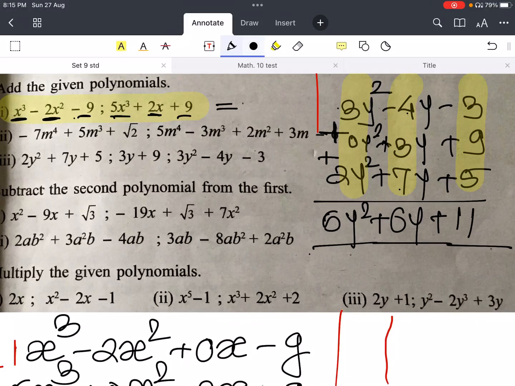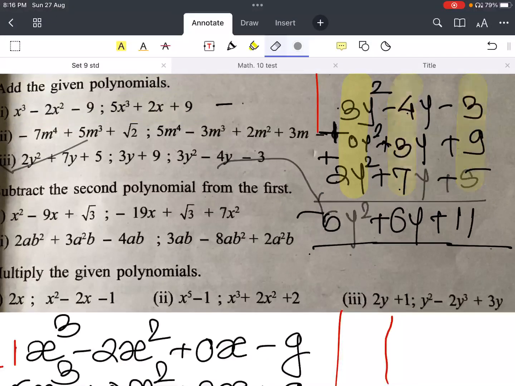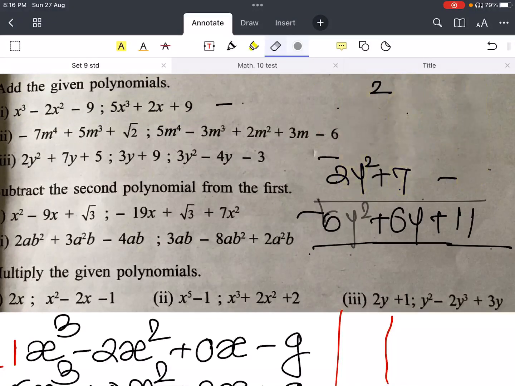So likewise, we will solve this example, and for this is your answer. Clear है? चलो. Now similarly we are solving this question, means what is the next question? Subtraction. Operation on a polynomial, so we are subtracting these questions.